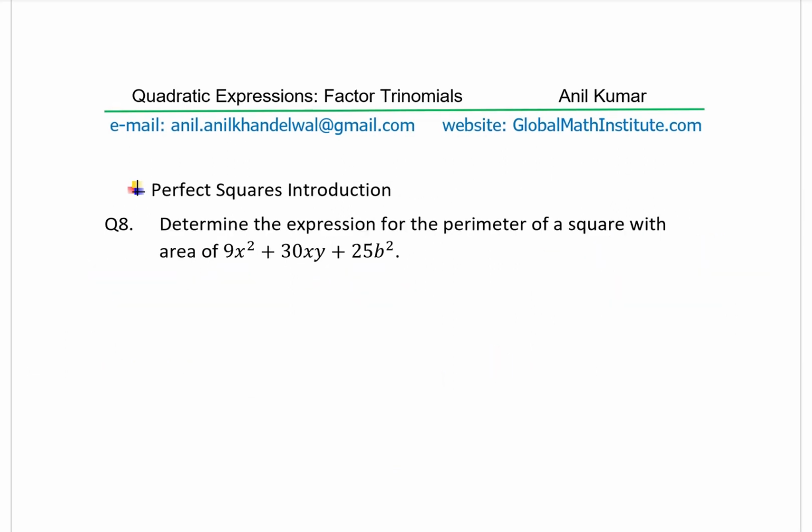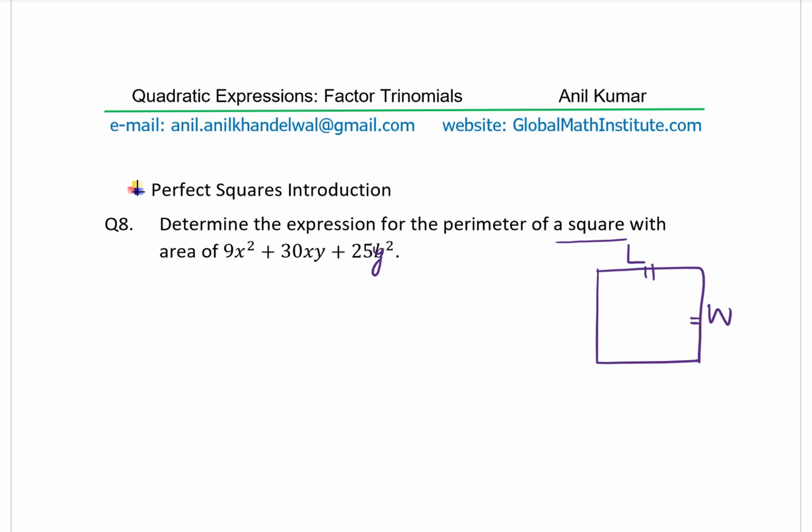Last three questions for you. Question number 8. Determine the expression for the perimeter of a square with the area 9x squared plus 30xy plus 25y squared. Basically, we are given the area of a square, right? So what we need to figure out is what is the expression for length and what is the expression for width. Of course, both will be equal. That is what we expect since we are given this to be a square.